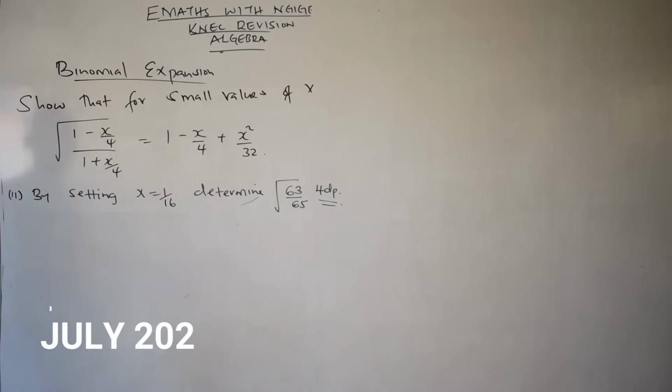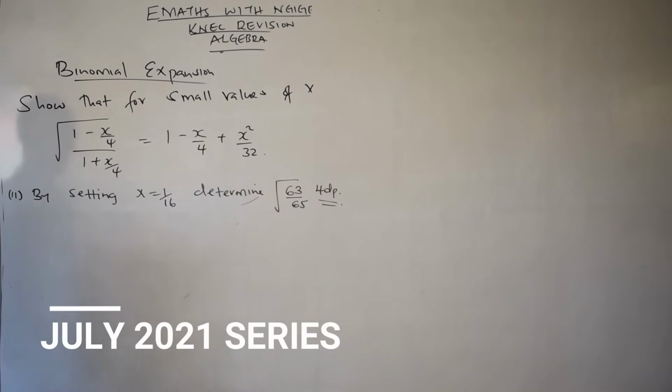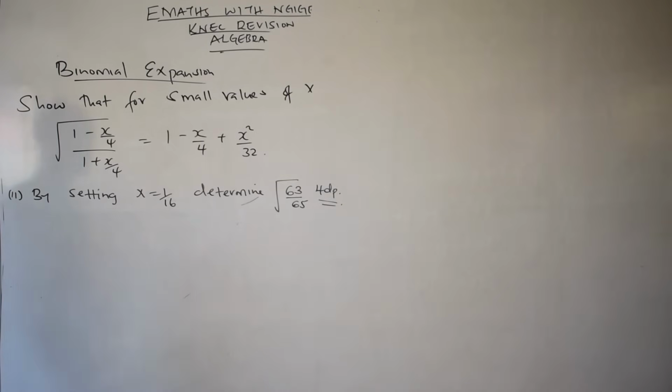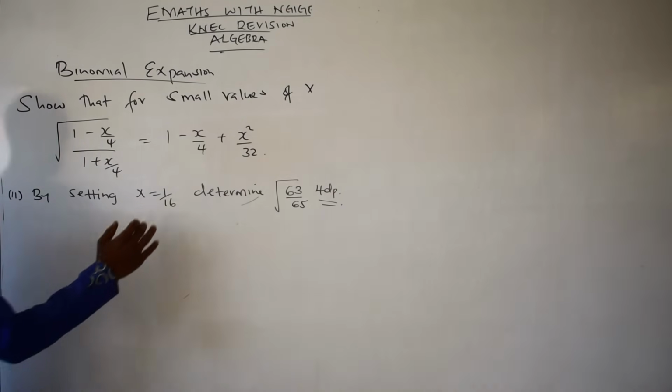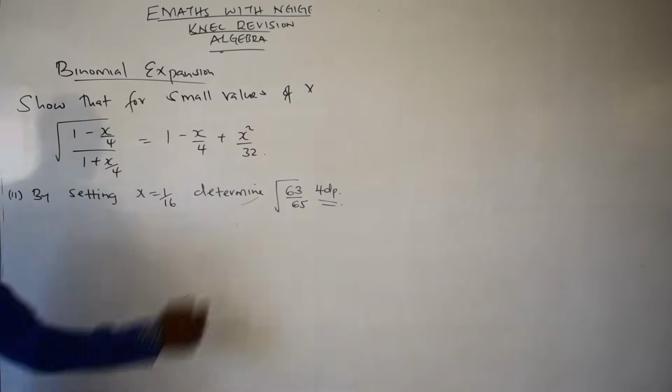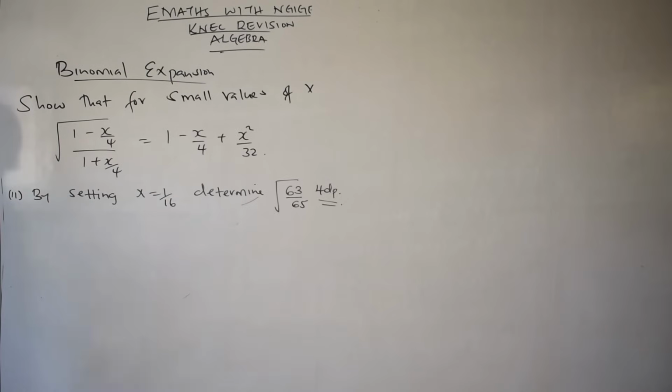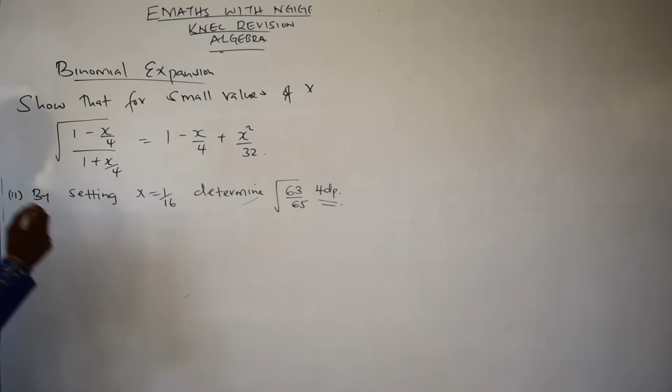For small values of x, the square root of (1 minus x over 4) over (1 plus x over 4) is given by 1 minus x over 4 plus x squared over 32. So basically what are we going to be doing here? We're going to be finding how many terms? 1, 2, 3. So we are finding the first 3 terms. Then by setting x equals 1 over 16, we shall determine the value of the root of 63 over 65. Now the solution.